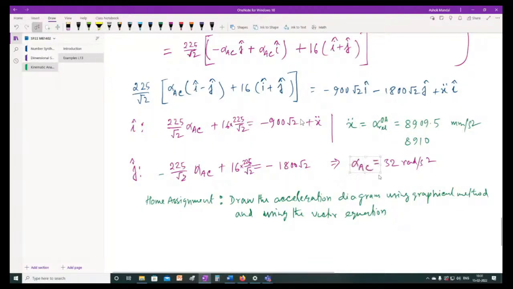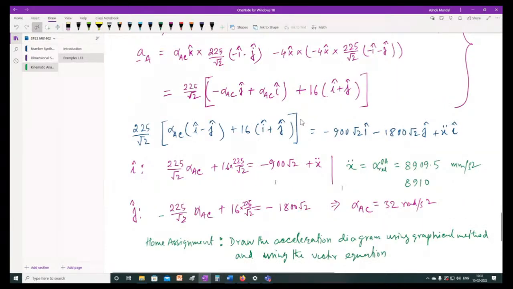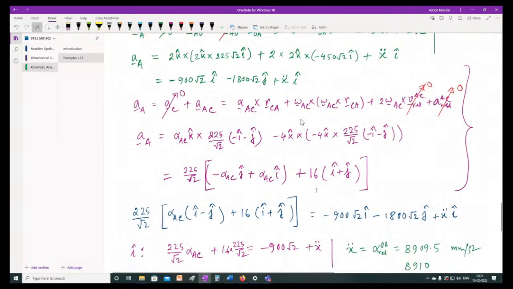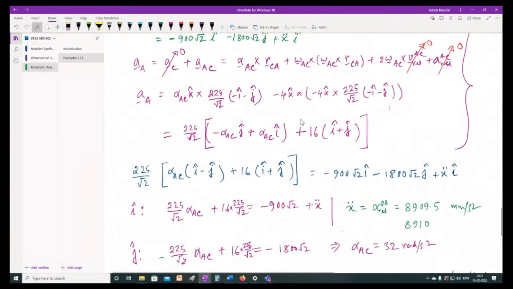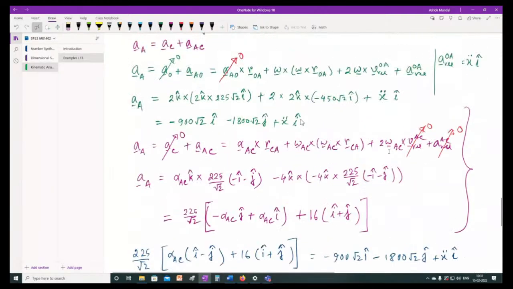Okay, unknown quantity. Also, in some questions it may be asked, not the relative velocity or relative acceleration, but what is the Coriolis component of acceleration. You can see from here, this is that component. This component is the Coriolis component of acceleration.